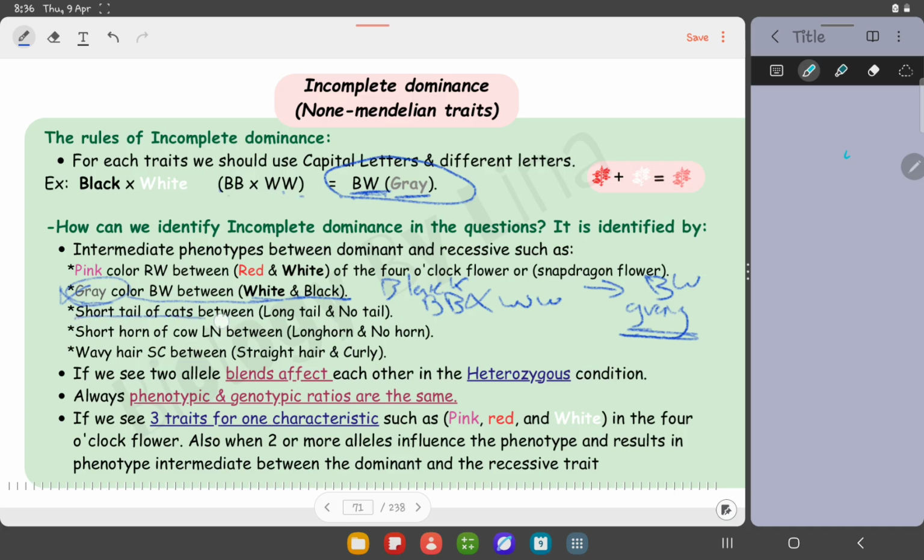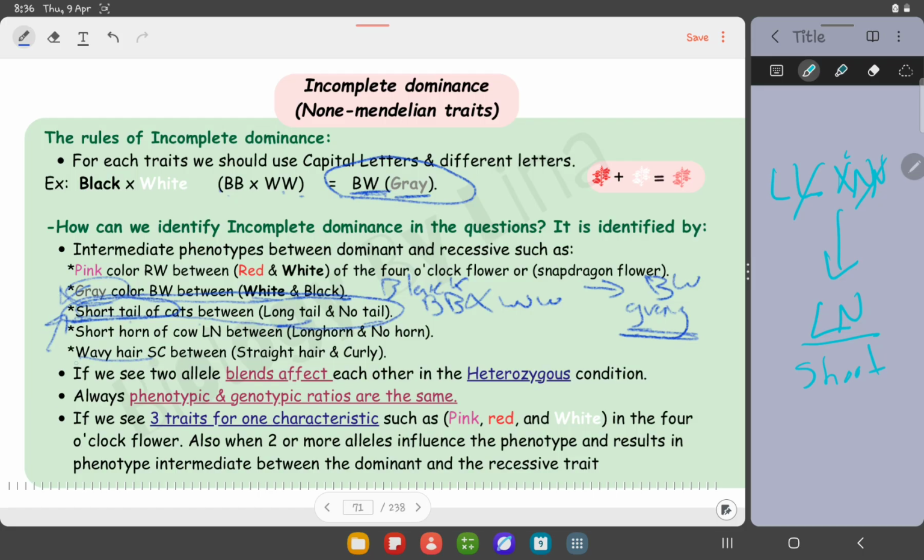Also, we have another example which is very important, the American short tail of the cat, which is between long tail and no tail. This is for long tail, LL, and the no tail will be NN. So if you cross long tail with no tail, we will get what? We will get LN or NL. This will be for the short tail in the cat. The short tail is intermediate or in between the long and no tail, so we say it's an incomplete dominance.